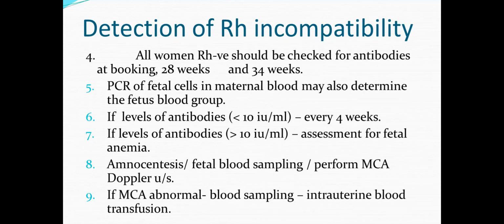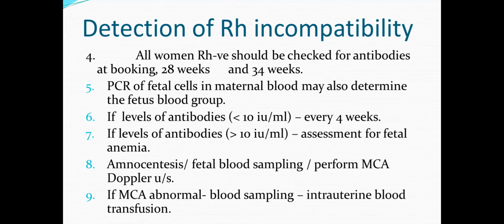If these levels of antibodies are greater than 10 international units per ml, then we have to go for fetal assessment for anemia. We assess the fetus by three means: by amniocentesis, by fetal blood sampling, or we can perform a middle cerebral artery Doppler ultrasound.